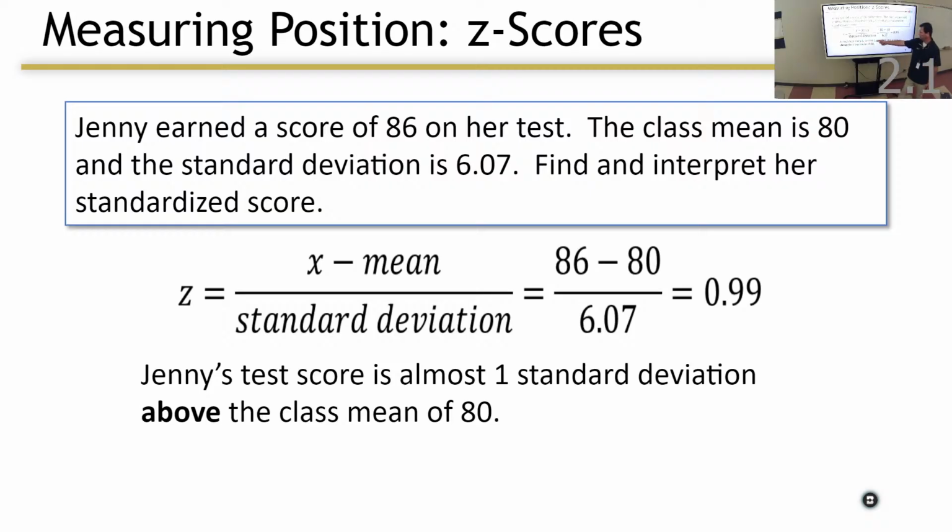Jenny's test score is almost 1 standard deviation above. Notice that the word above is in bold letters because they grade that part. I knew I was above because she was above the mean, but we still have to state it. If she scored below an 80, she'd be below the mean.